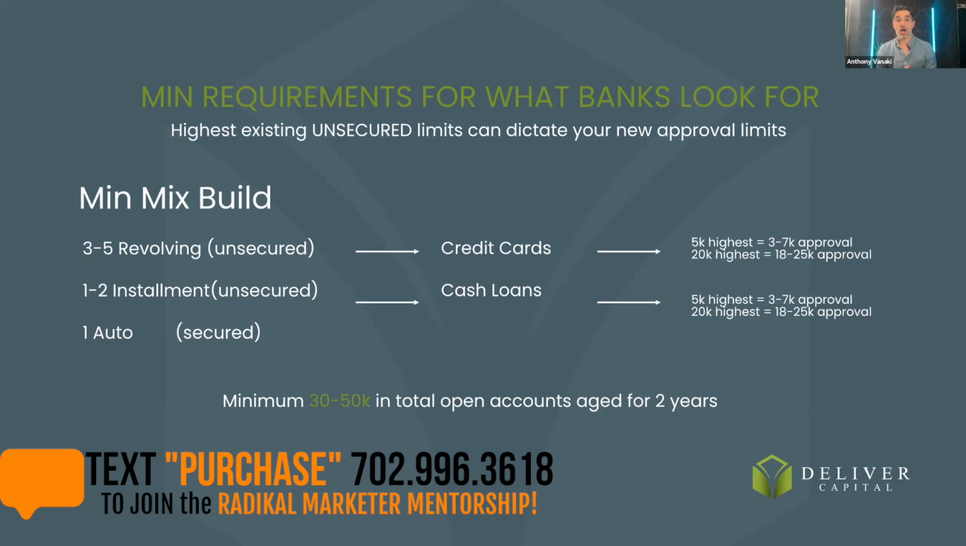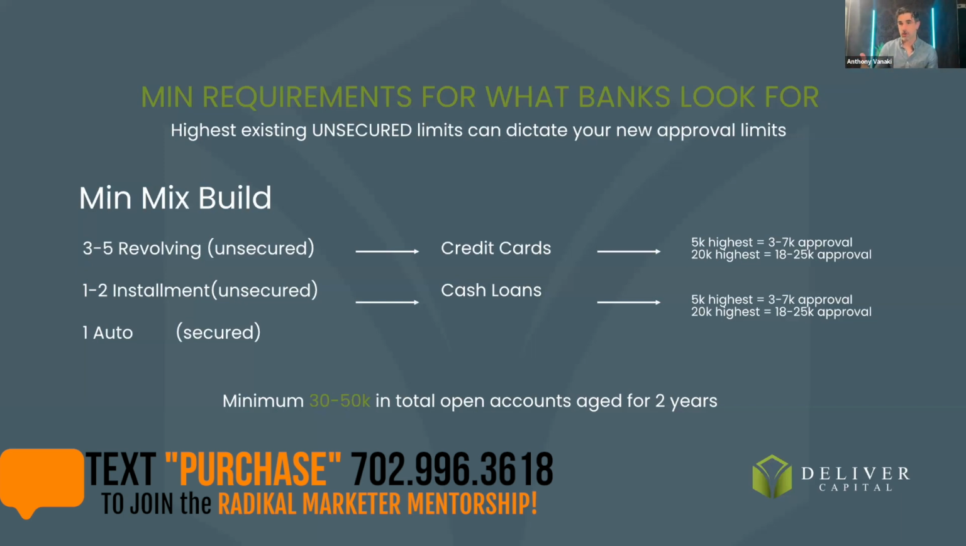Your installment unsecured, right? 1 or 2 installment loans. This is your cash loans that you're able to deposit into your bank account. Why does that have so much more of a higher impact on your score? Because you're handling a higher risk amount of capital. Having your unsecured family is honestly very important if you're playing the unsecured game with business credit, versus your secured family of your autos and your mortgages, right?